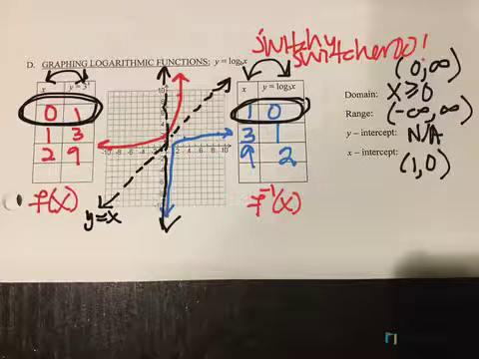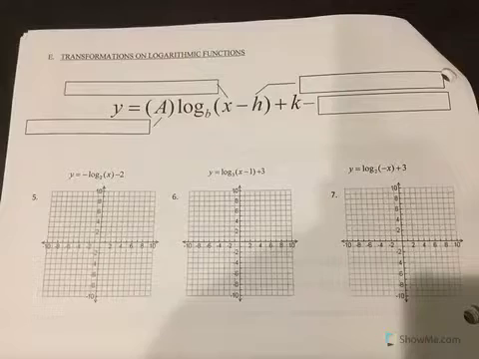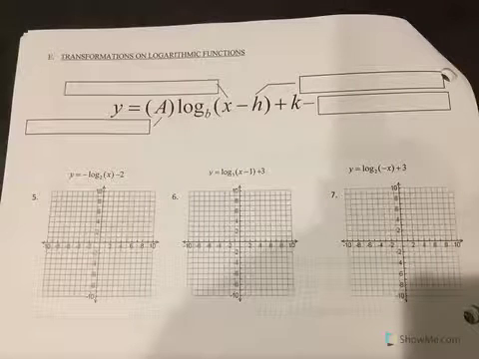So when we were graphing yesterday, we were always going 1 point up from the origin. Today we'll always go 1 point to the right of the origin. So let's look at graphing some of these using transformations.